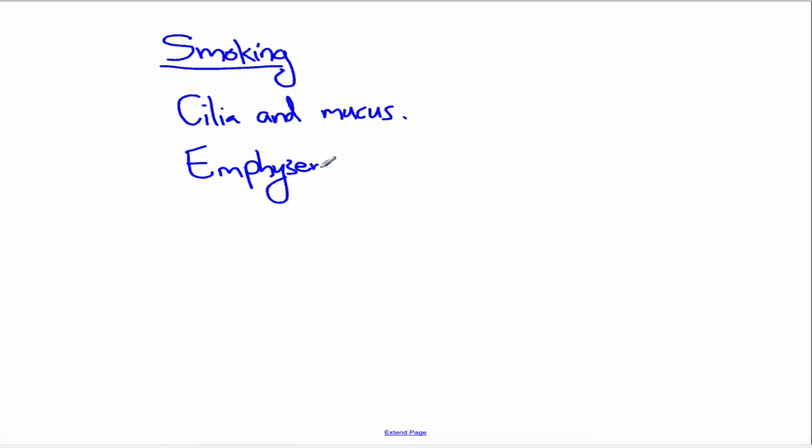I just want to finish with a mention of the effects of smoking. So there are three main things we need to look at. Primarily, smoking's immediate impact on cilia and mucus. Okay, something called emphysema. And lung cancer.